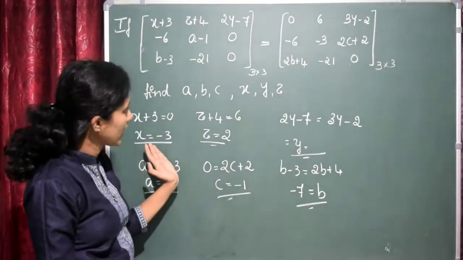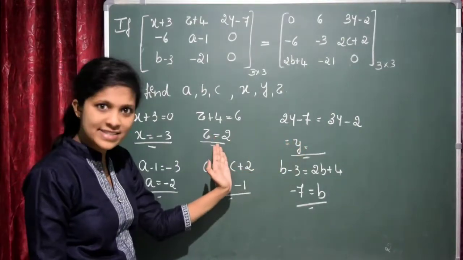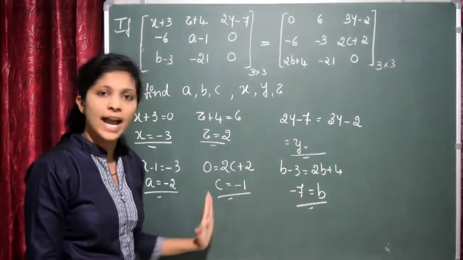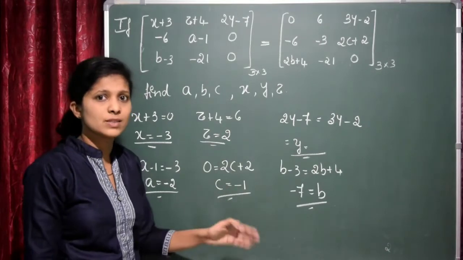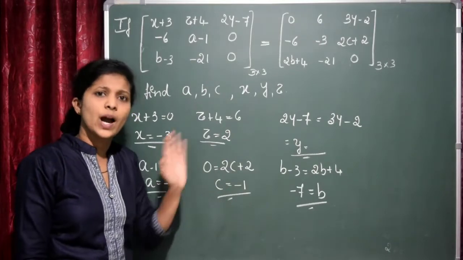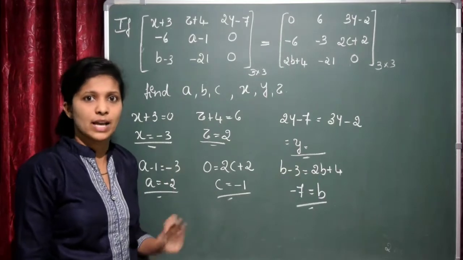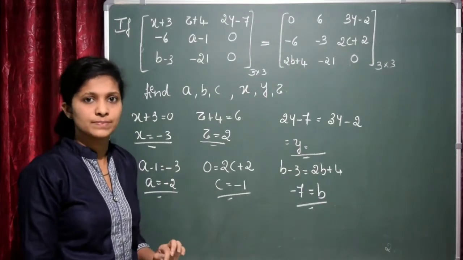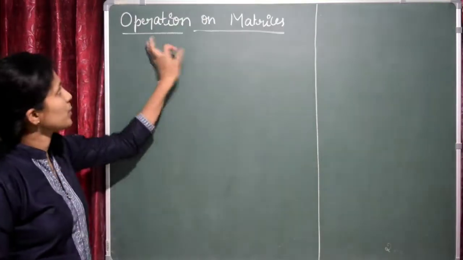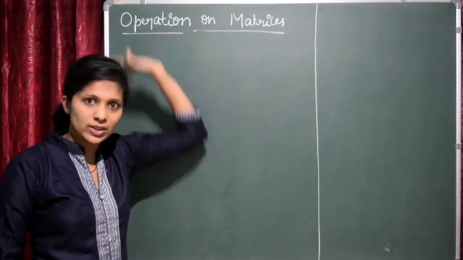We got the value of x. You have to find y and z, and here a, b and c. This is a simple problem. Some more problems are there in the example. Just go through those problems, okay? You just have to equate those and find the values. I am not going to explain that one because those are very easy. You solve those, okay?